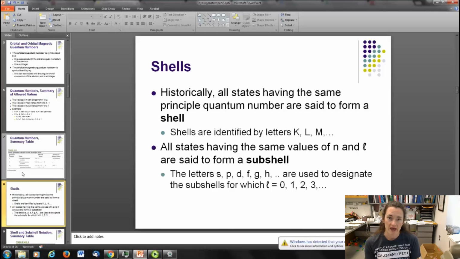Now, if you have the same value of n and l, your orbital quantum number, then that is a subshell. Okay, so you're in the same subshell. Now, the subshells are also indicated by letters, but they're lowercase letters, and interestingly enough, they go s, p, d, f. And then once you reach f, you go up in the alphabet. So it would be s, p, d, f, g, h, and so on and so forth. Okay? So l equal to 0 corresponds to the s state, l equal to 1 to the p, l equal to 2 to the d, l equal to 3 to the f, and so on and so forth.